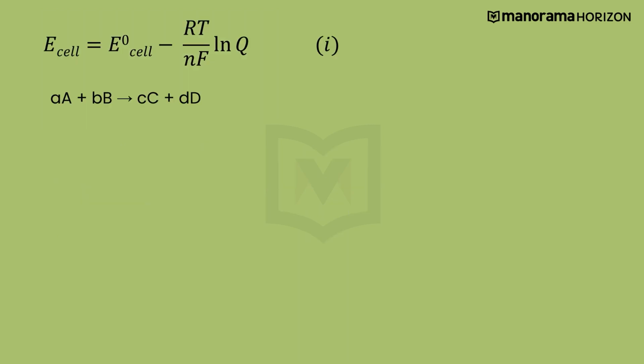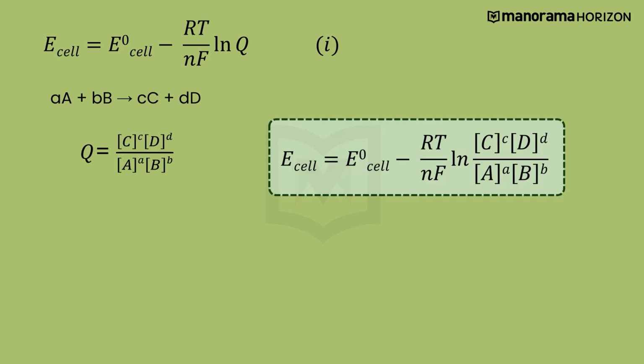For a particular reaction, as shown here, the reaction quotient is given by the ratio of the product of molar concentrations of products to that of reactants, raised to their stoichiometric powers. Substituting for Q, you can rewrite equation number 1 as E cell is equal to E0 cell minus RT by NF ln [C]^c [D]^d divided by [A]^a [B]^b. Note that concentration of a solid is taken as unity.